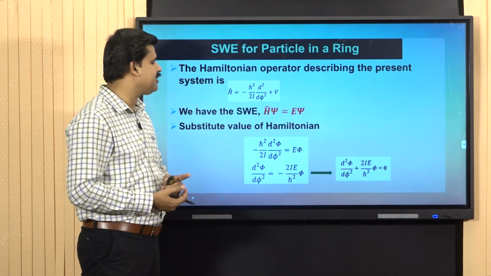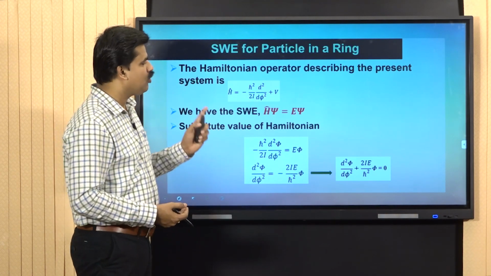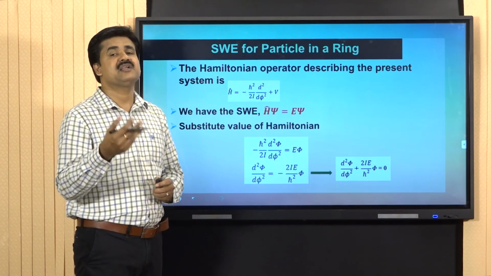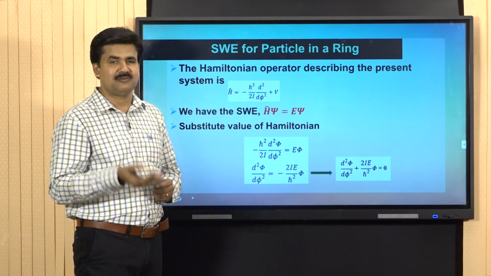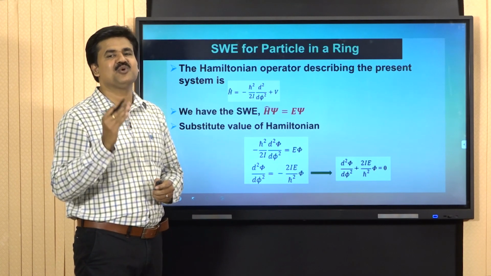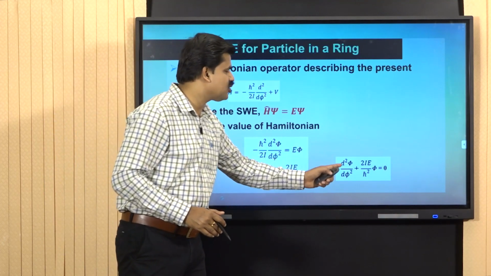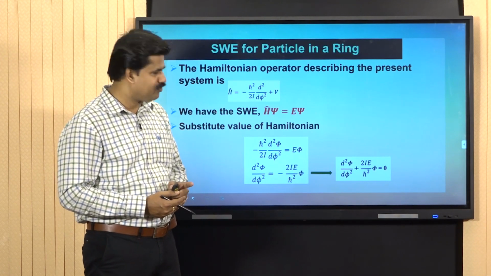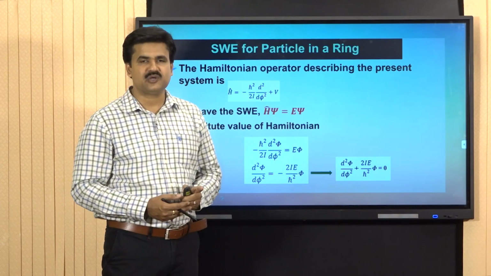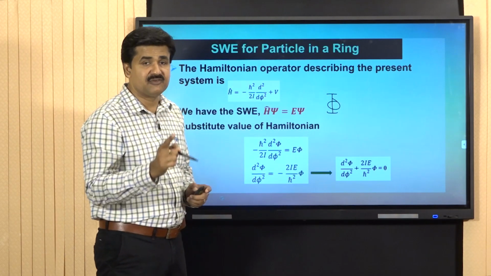So, d square Phi divided by d phi square is equal to minus 2IE divided by h cross square into Phi. The Schrodinger wave equation is simply a phi equation because the wave function has only one component, and that component is the phi. Therefore, psi is replaced with Phi, and hence we got the final Schrodinger wave equation for a particle in a ring problem as d square Phi by d phi square plus 2IE divided by h cross square into Phi is equal to 0.